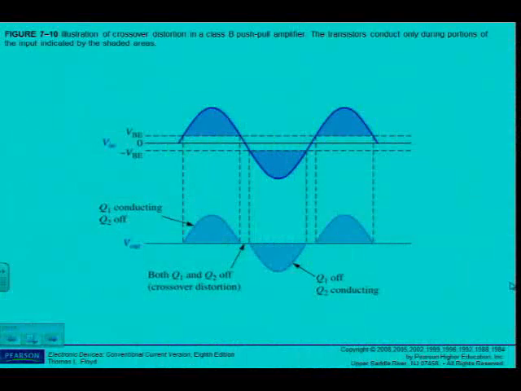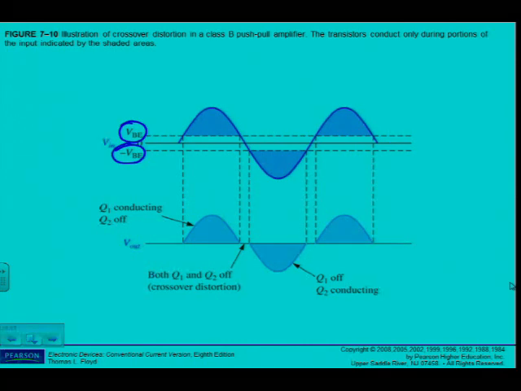Let's have a look at the problem. This is what the output waveform looks like. So I'm not getting signal loss at saturation and cutoff, but I'm getting it in the middle because of no biasing. I still need VBE for both transistors.